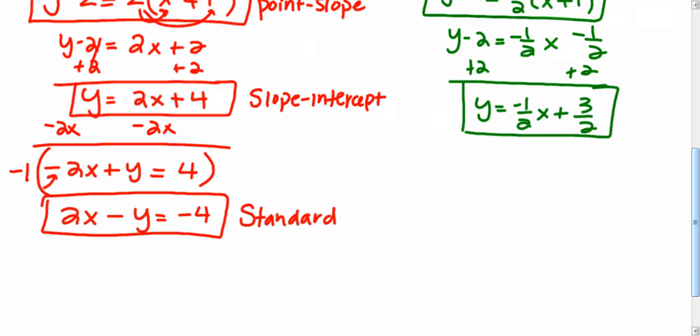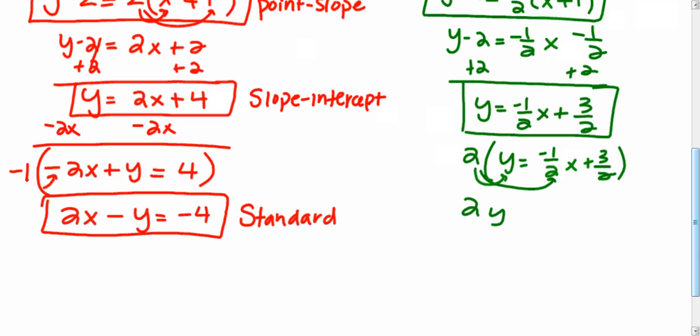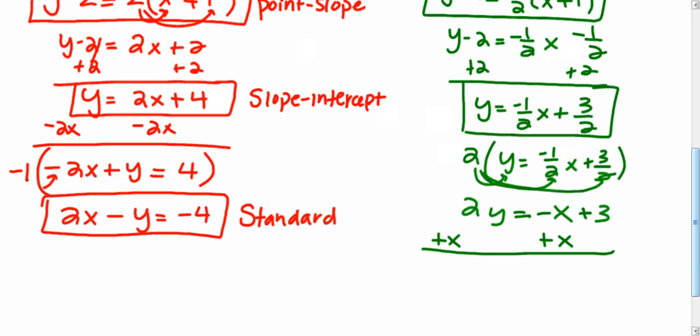And then in standard form, we can't have fractions there. So I'm going to go ahead and multiply this whole equation by 2. So obviously 2 times y is 2y. And then 2 times -1/2 x is -1x. And 2 times 3/2 is 3. And then I'll go ahead and add the x over to the other side so that I have x plus 2y equals 3. And there it is in standard form.